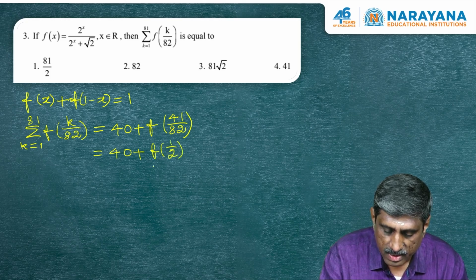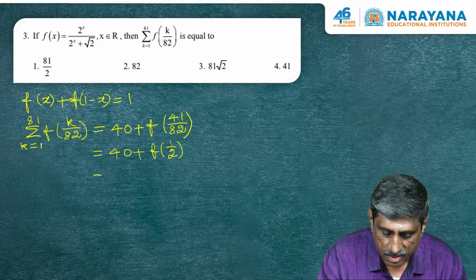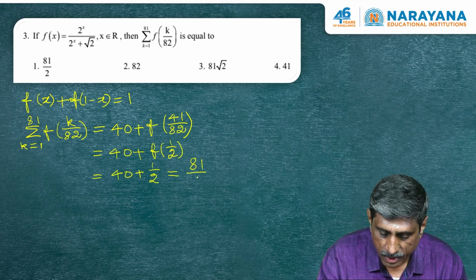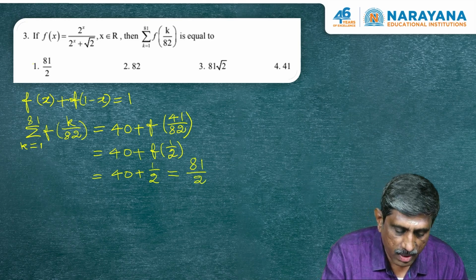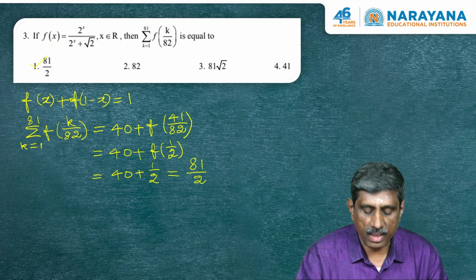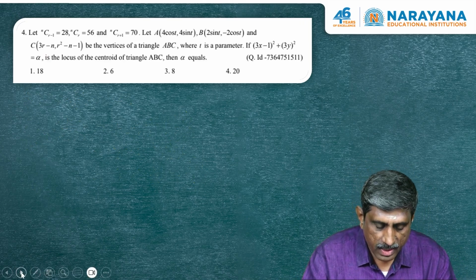When you substitute x is equal to 1 by 2 in the given function and simplify, we are getting 40 plus 1 by 2, which is 81 divided by 2. So, the answer is 81 divided by 2, which is the first option, a regular question. Now, let us move on to the next question.